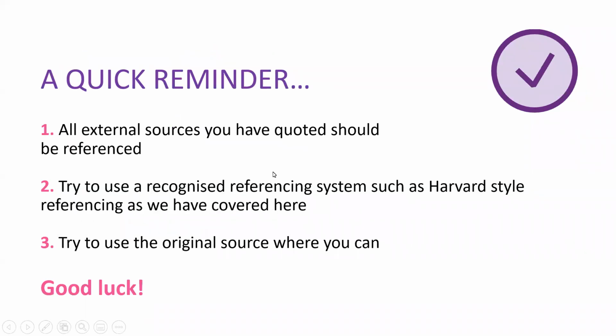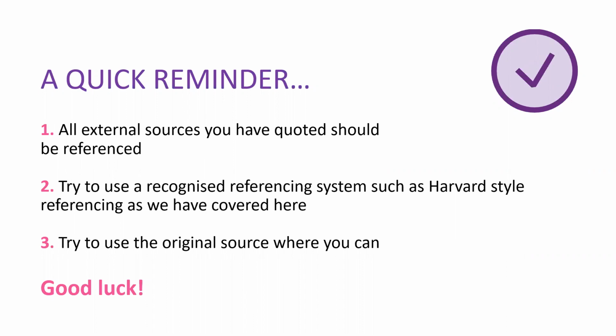So just a quick reminder, you need to reference all external sources that you are quoting within your assessment, and this will help you avoid plagiarism and show the sources that you've used and the breadth of your research. Try to use a recognised referencing system if you can. Harvard style referencing, as we've shown here, is a really good referencing style to use because it's well recognised and it's consistent. And if you can, try and find the original source rather than quoting secondary sources.